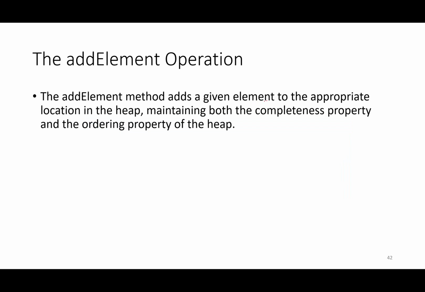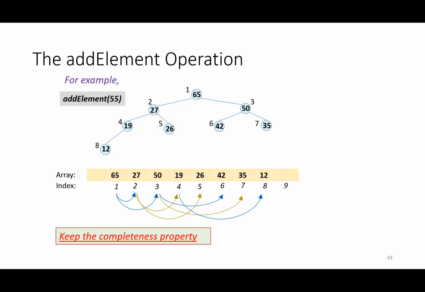The add element method adds a given element to the appropriate location in the heap, maintaining both the completeness property and the ordering property of the heap. For example, here we already have a binary heap. Now I want to add 55 to the binary heap, right? Every time you insert or remove, we need to make sure the remaining tree is still a binary heap, so it satisfies the complete property and the order property. Let's first make the complete property hold, and we have to insert 55 at the end of the list, right? Because it's the level order traversal.